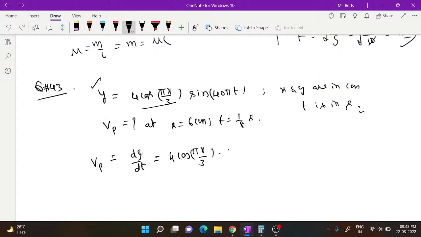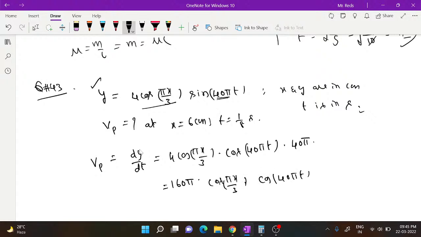Sine becomes cos(40 pi t). This is a constant, so this constant comes out as 40 pi. This is like sin omega t becoming cos omega t into omega, and omega is 40 pi. Now 40 pi into 4 is 160 pi. So we get 160 pi cos(pi x by 3) cos(40 pi t). You are asked to find the particle velocity at x equal to 6 and t equal to 1 by 8.